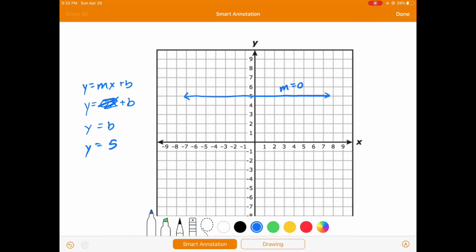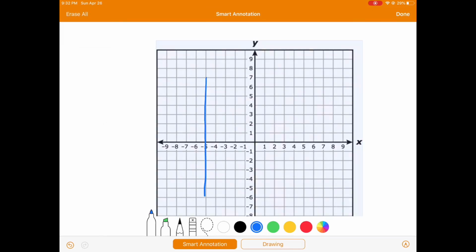The other special case is when we have a vertical line. When we have a vertical line, it means that our run is 0. And that means we have something that's divided by 0, which means it is undefined. So our slope in a problem like this is undefined, and our equation is simply x is equal to whatever point it crosses at. So in this case, x = -5.